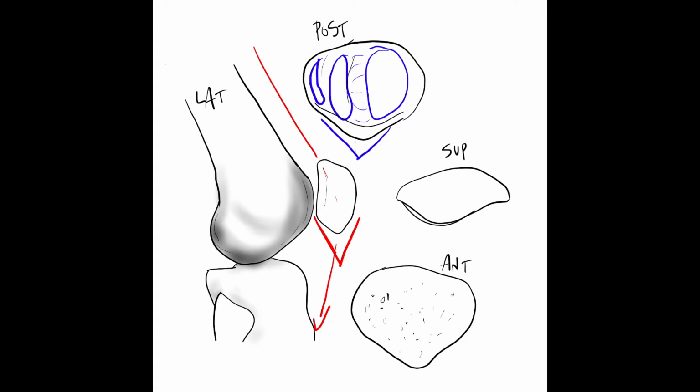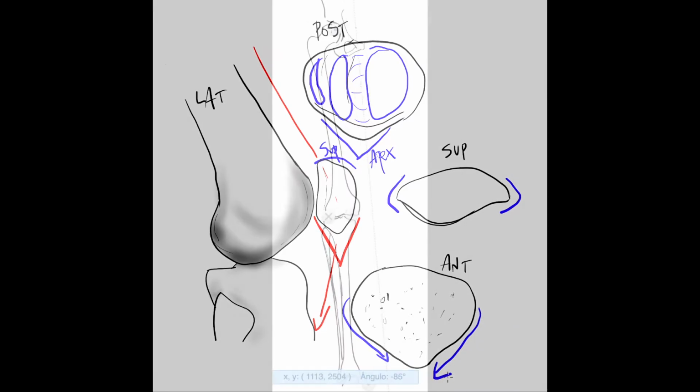The apex is located distally. It is a rough surface where the patellar tendon inserts. The superior border is thick and slopes antero-inferiorly. The medial and lateral borders are thinner and converge distally at the apex.